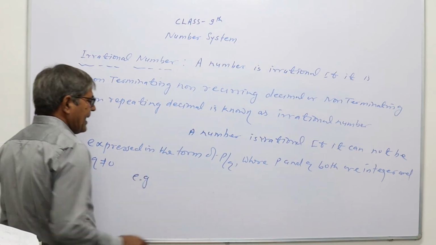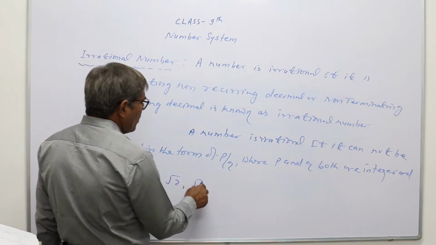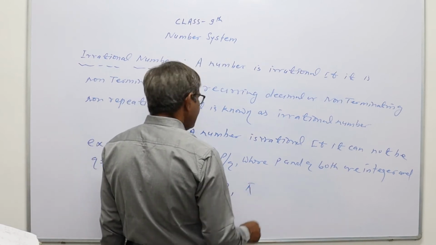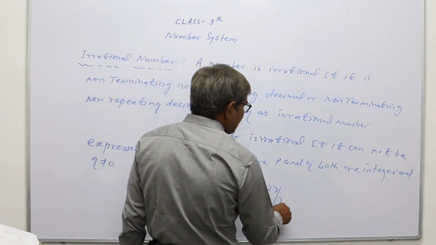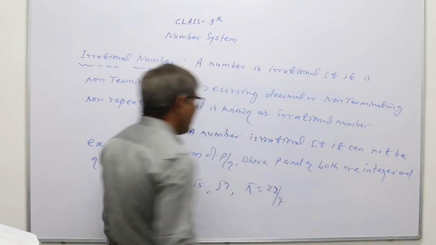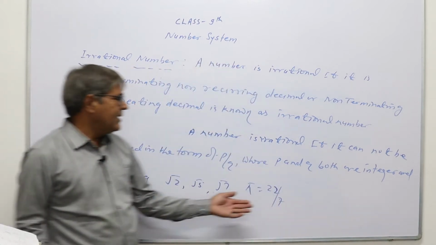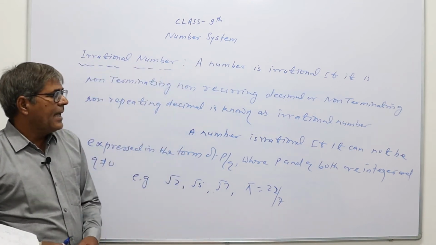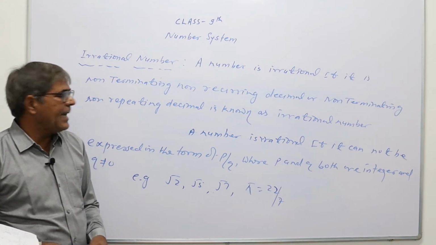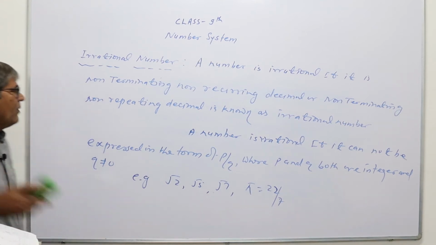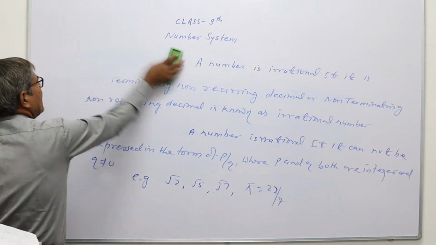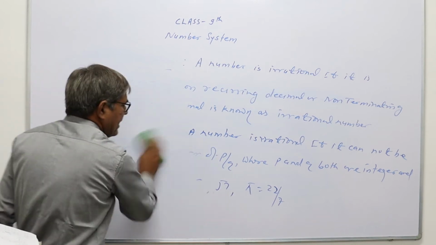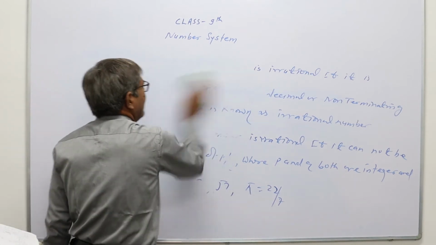Some examples of irrational numbers are root 2, root 5, root 7, and pi. 22 upon 7 is only an approximation of pi. Sometimes it looks like p by q form, but pi is never rational, it is always irrational. Now we will prove some numbers irrational.